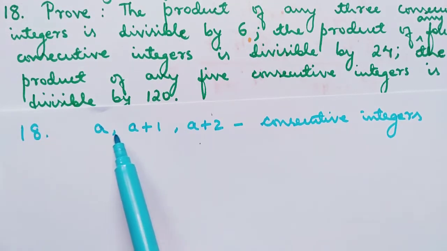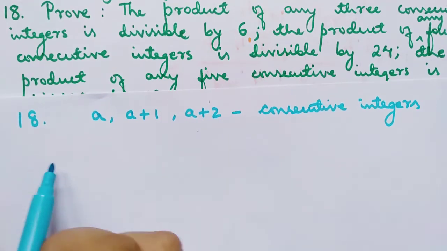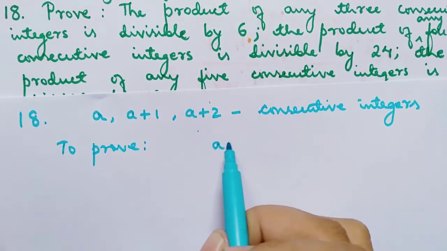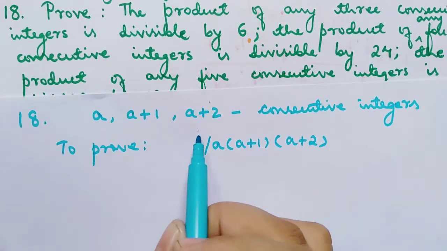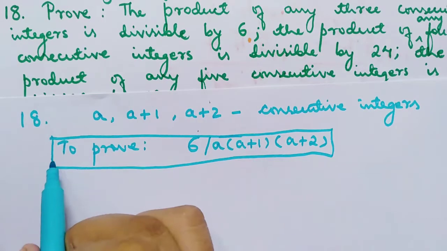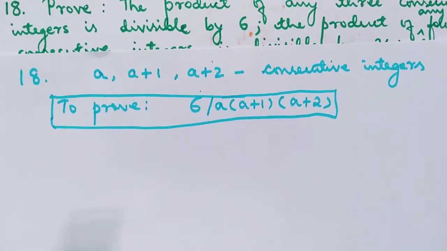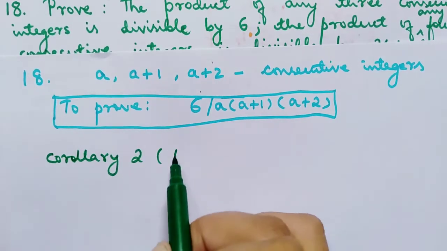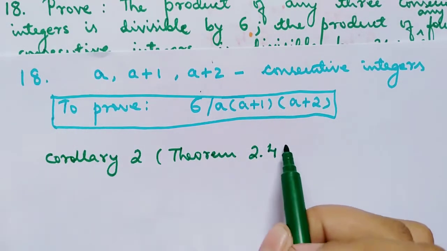We assume that a, a plus 1, and a plus 2 are any three consecutive integers. We want to prove that the product of any three consecutive integers is divisible by 6. This is what we want to prove. Now look here, for this particular problem, we will use corollary number 2 of theorem 2.4 from the book Elementary Number Theory by D.M. Burton.